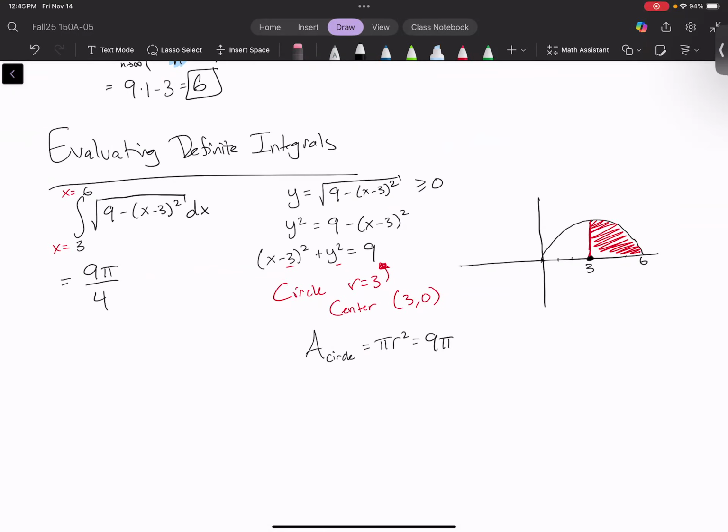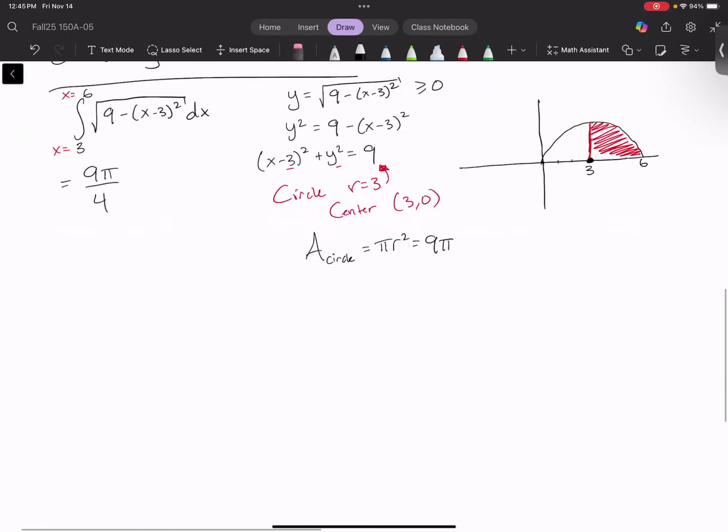Now, you're going to learn other ways to approach integrals that look like this next in Calc 2.